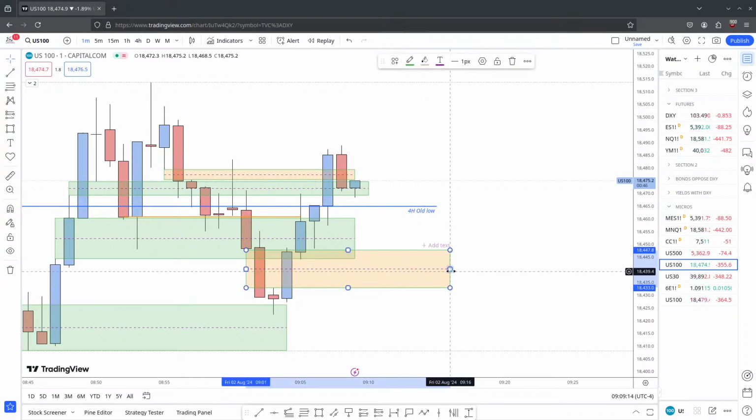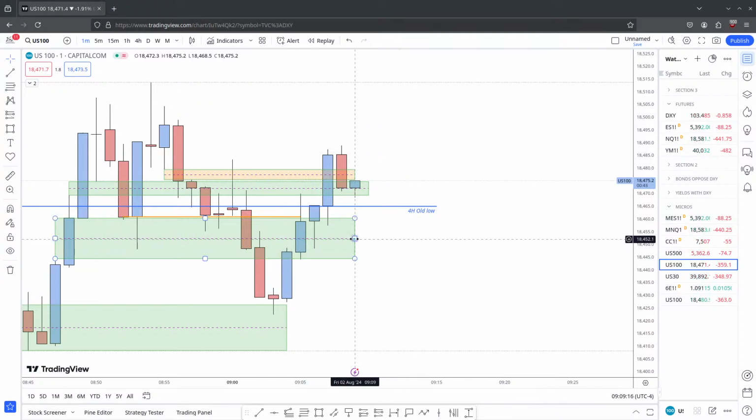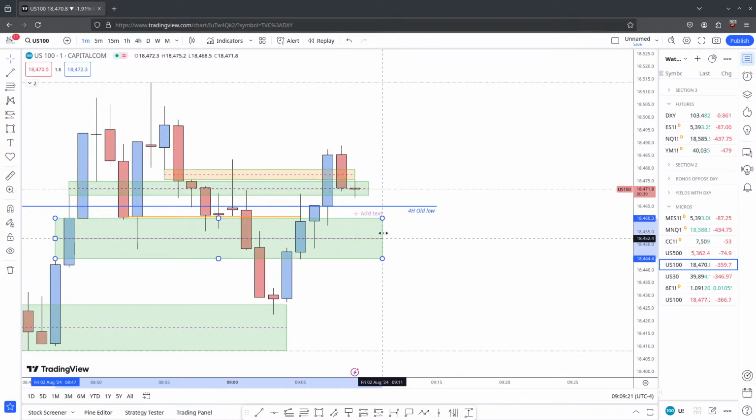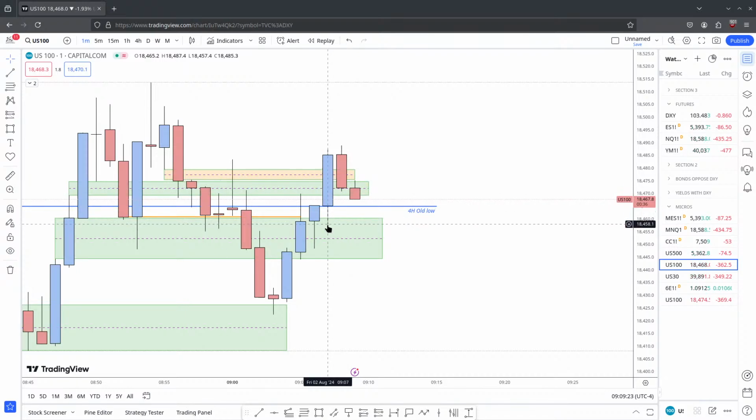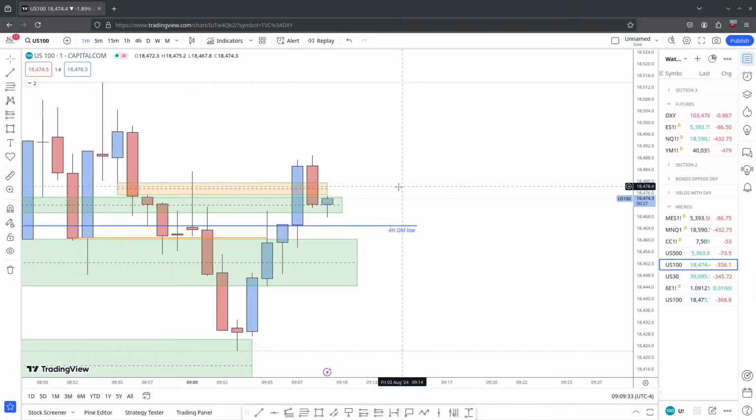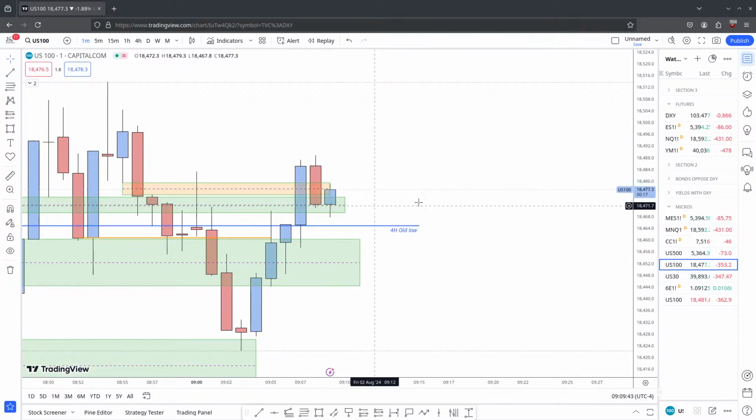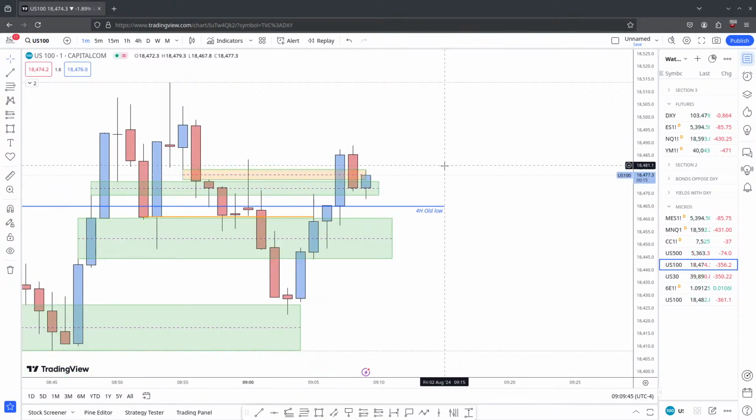I actually want to say, let's get rid of this one here. Keep this one on here. Could still come back into this one, though, even though we did trade that consequent encroachment and we did tap into the high. I have to look at how they close here. If they close above this one, above that consequent encroachment, then we're not going to go back and anticipate it going back into this one here. 909.